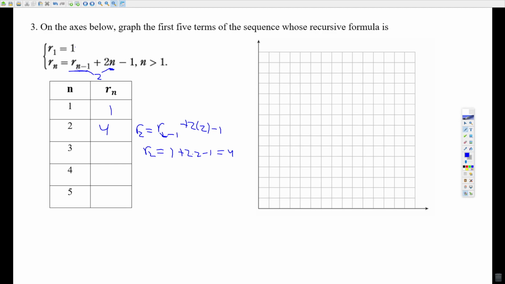And you could keep going from there. So you'd use 4 again in the previous term, but now you're doing plus 2 times 4 minus 1. So that would be 3 plus 8, so 11. And just go from there.